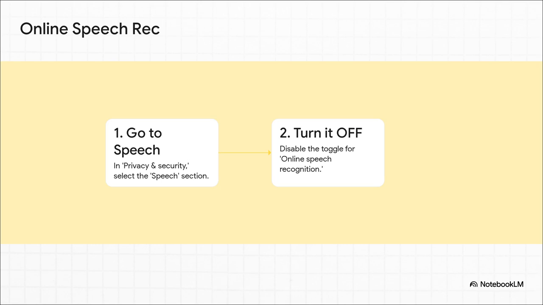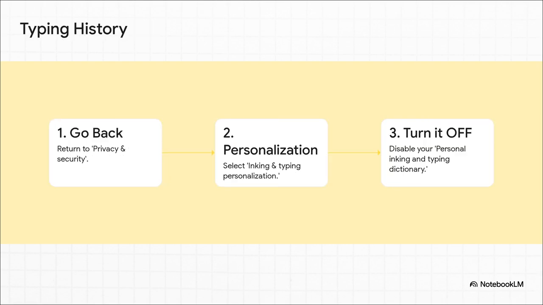Do you ever use the voice-to-text feature? Or any other voice commands? Well, Windows sends those voice clips to the cloud to figure out what you said. If you're not super comfortable with that, just pop over to the speech section and flip the switch for online speech recognition to off. Here's another one. To get better at predicting what you're going to type, Windows actually builds a little dictionary based on your writing style. It's another digital fingerprint you're leaving behind. If you want to erase it, just head into Inking and Typing Personalization and turn that custom dictionary off.